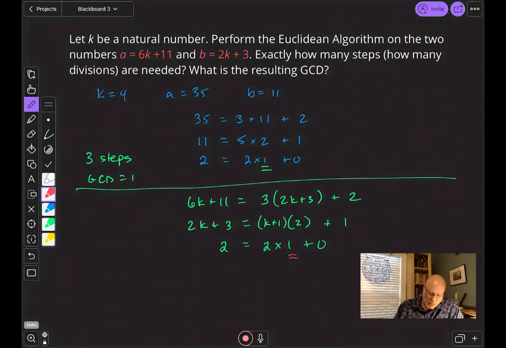So what happened is we ended up with 3 steps again, and the greatest common divisor is 1. But what we found out this time is that it doesn't matter what k is. Whatever k we pick, it'll take 3 steps, and our greatest common divisor will end up being 1. What we did in the first case gave us a sense of it. Now I'm going to leave it open for you to think about: do you think that if we do it with a number, we're always going to have the same result when we do it in general form?